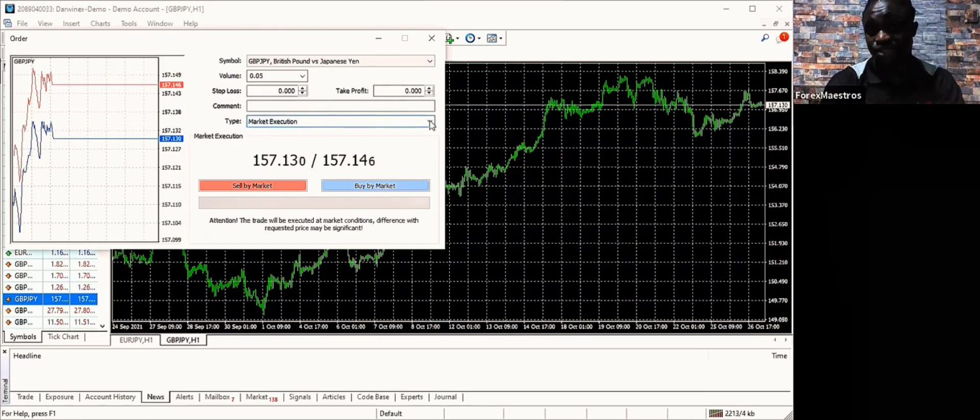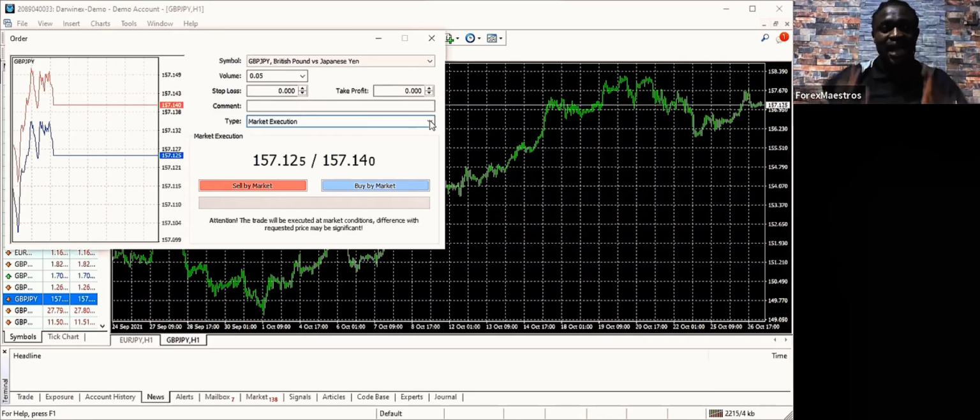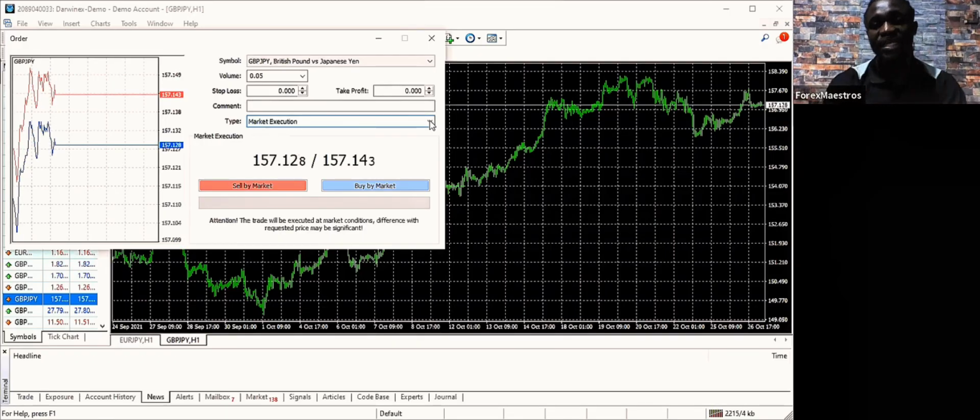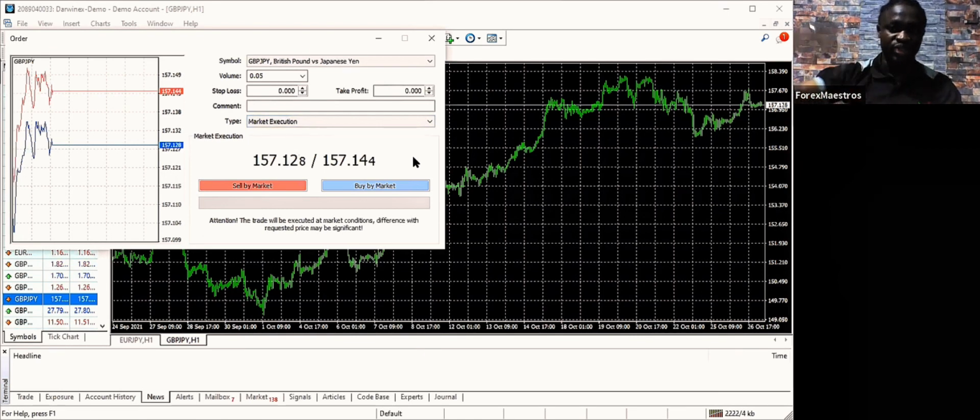What type of order do you want? You have what you call market execution, and then we have what you call pending order, okay? Market execution simply means I want to go into the trade now. But if you set a pending order, you're saying, look, I don't want to enter the trade now. I want to go into the trade much later. So this is market execution.